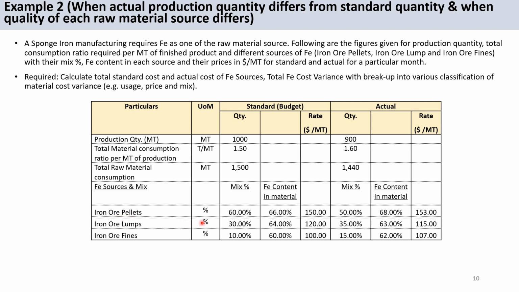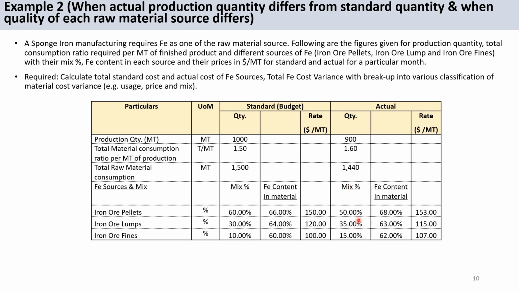Let's say iron ore pellets 60%, 30% iron ore lumps, and 10% iron ore fines. Their Fe content, let's say, is 66% for pellets, 64% for lumps, and 60% for fines. And their individual rates are, let's say, $150 per ton for pellets, $120 per ton for lumps, and $100 per ton for fines. These are the standards, let's say.